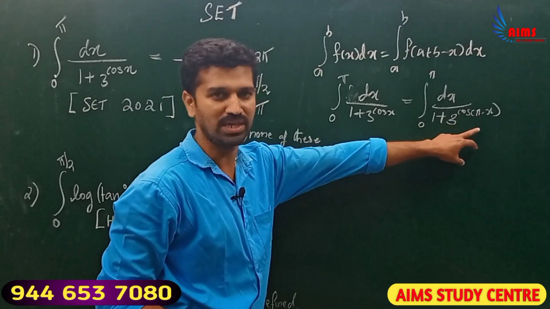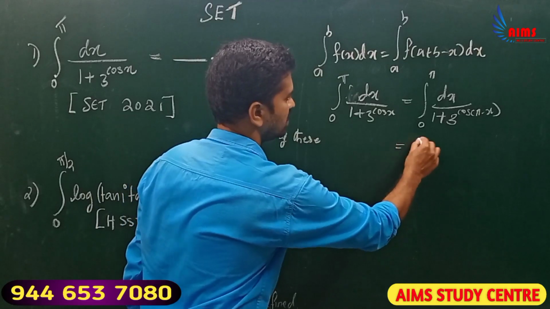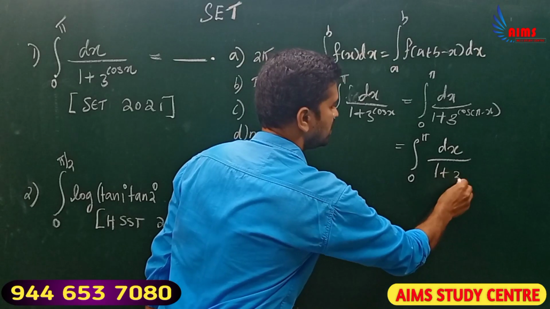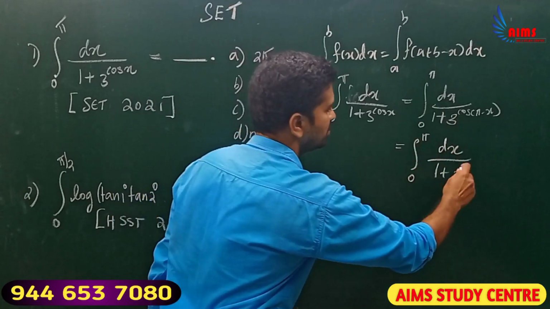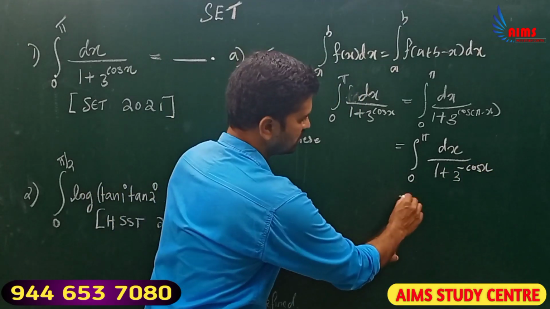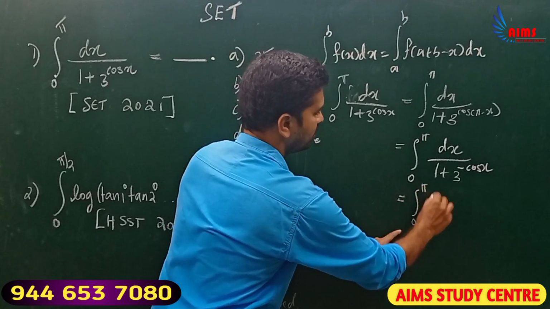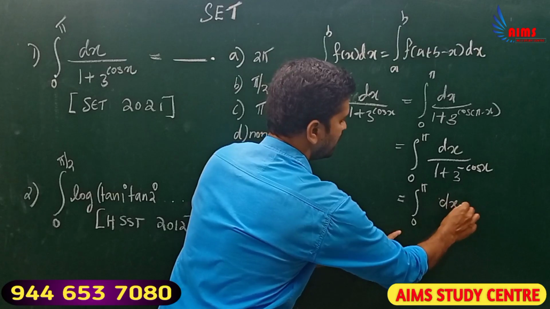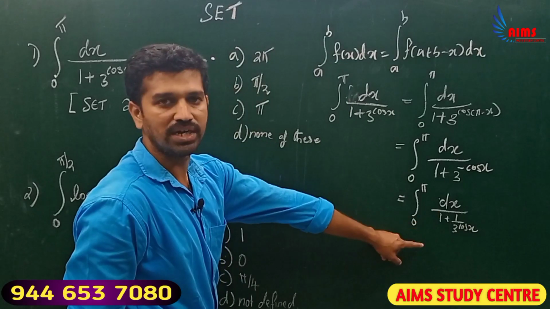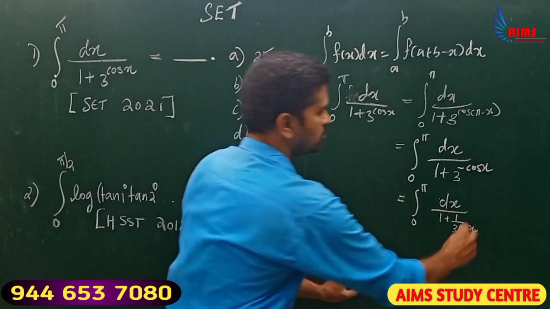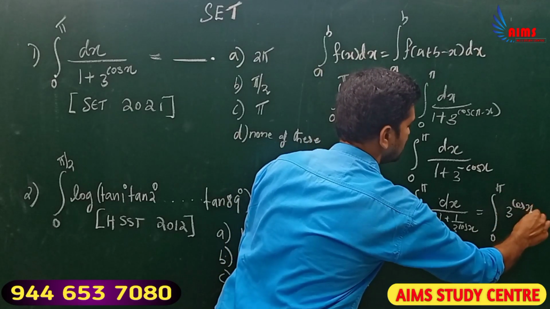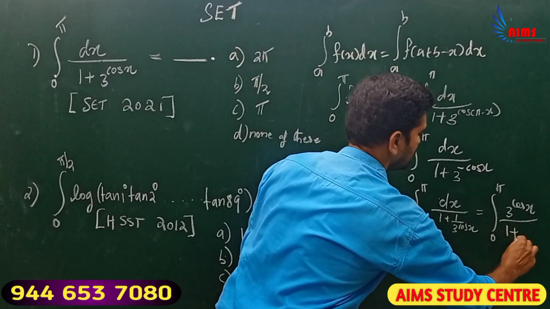Since cos of pi minus x is minus cos x, we can write it further as integral 0 to pi dx divided by 1 plus 3 raised to minus cos x. So what do you mean by 3 raised to minus cos x? This can be further written as integral 0 to pi dx divided by 1 plus 1 by 3 raised to cos x, and this can be written as integral 0 to pi 3 raised to cos x divided by 1 plus 3 raised to cos x.